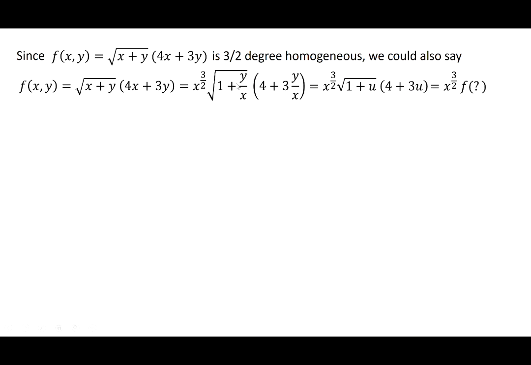What I'm asking you is, what should you plug in for x and for y so that the right hand side will give you square root of 1 plus u times 4 plus 3u? Let me repeat that. What should you plug in for x and y into the expression for f of xy, so that you get square root of 1 plus u times 4 plus 3u?